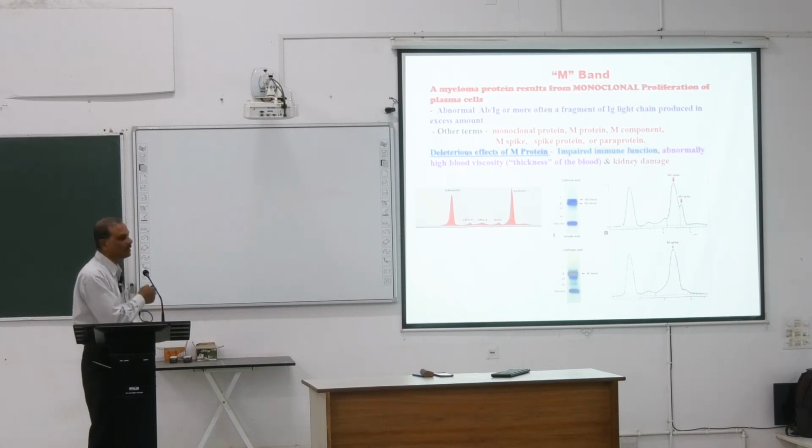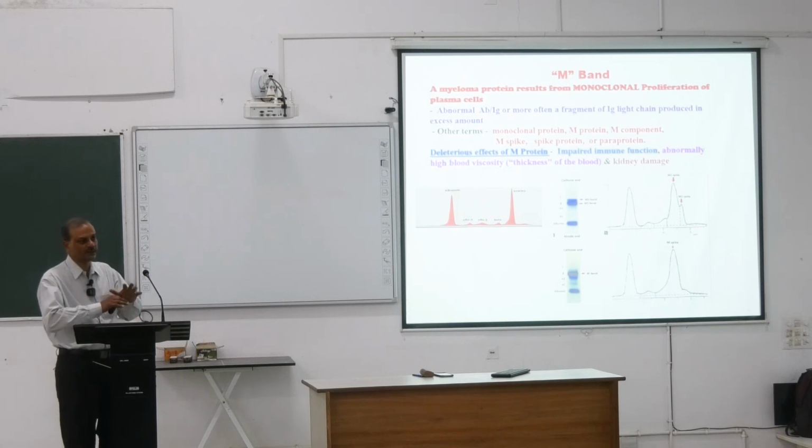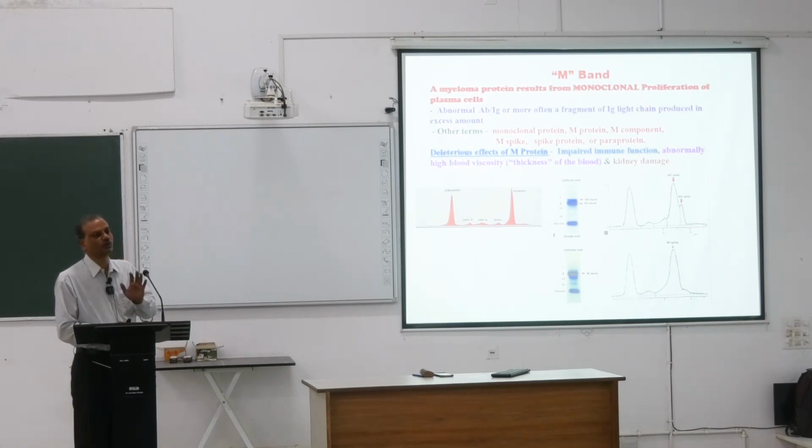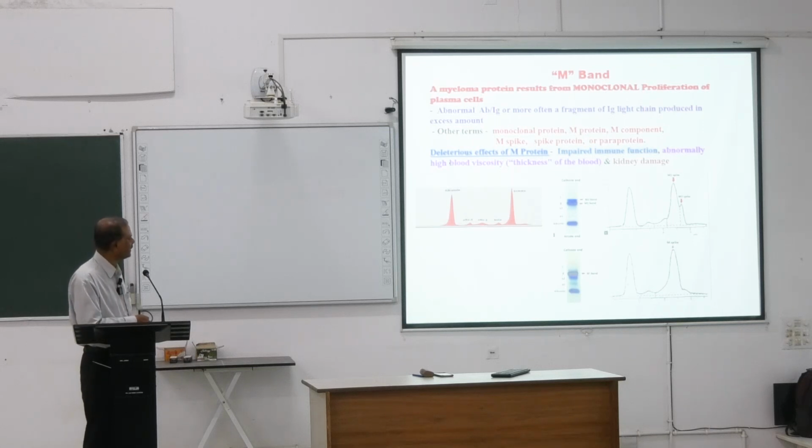So why is M protein deleterious? Because it is present in excess amount, there will be impaired immune response. This is not a normal immunoglobulin, so it will not allow the other immunoglobulins to function. Because of its high concentration in the plasma, immunity will be severely compromised, and the blood will be highly viscous. It will cause thick blood, and that will also cause kidney damage.